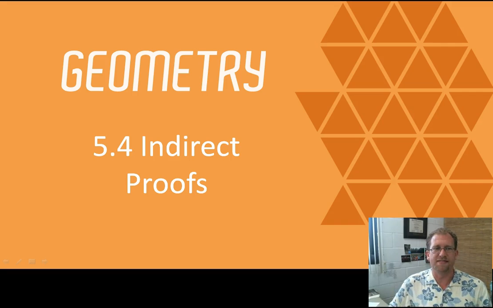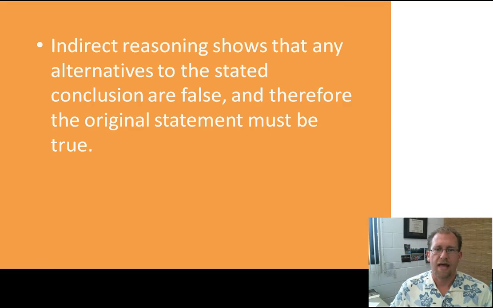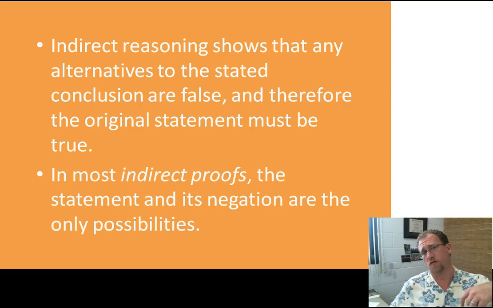Okay, so this is indirect proofs. An indirect reasoning or an indirect proof shows that any alternative to the stated conclusion is false, and so therefore the original statement must be true. Okay? So you're proving the alternative false to prove what you want to prove true as true.